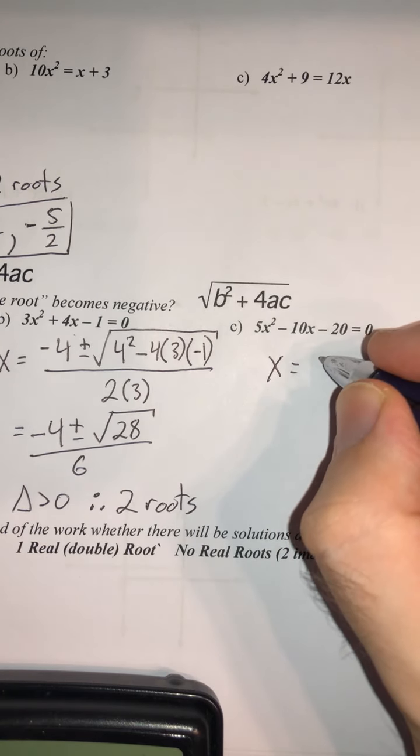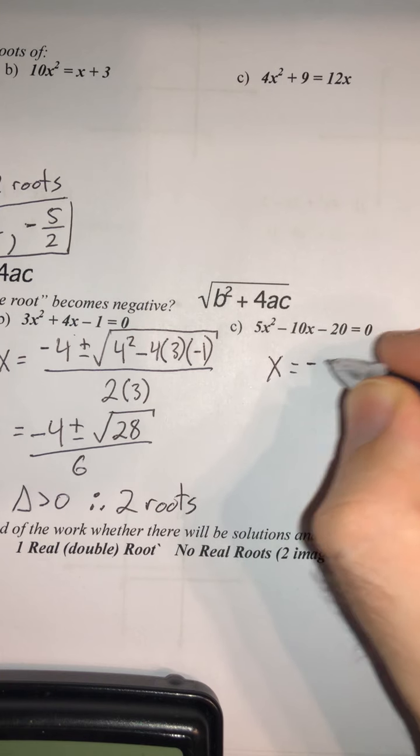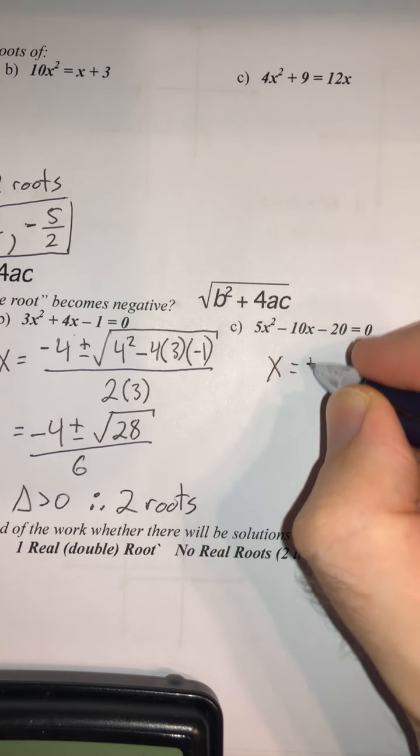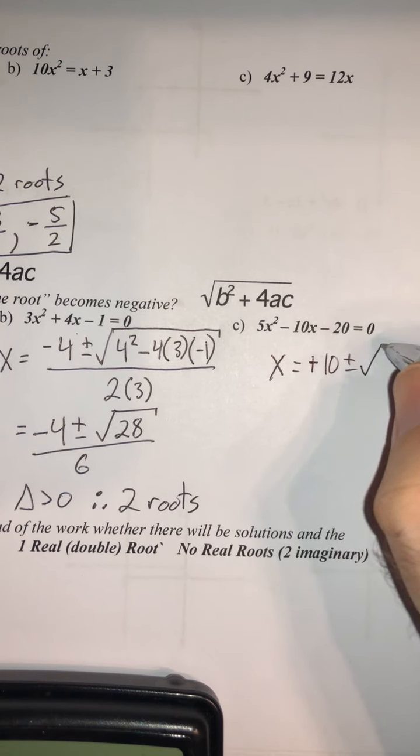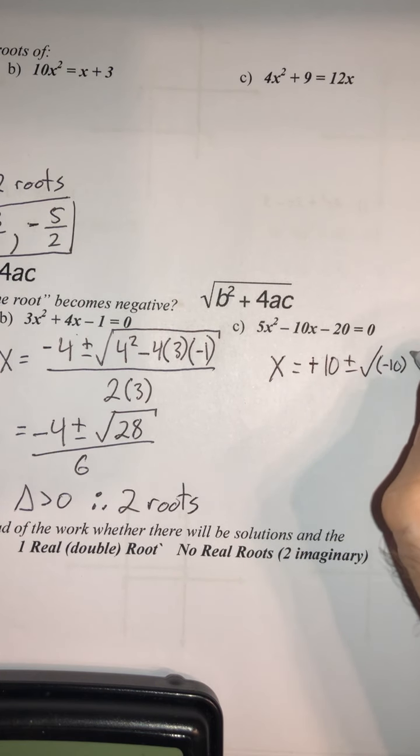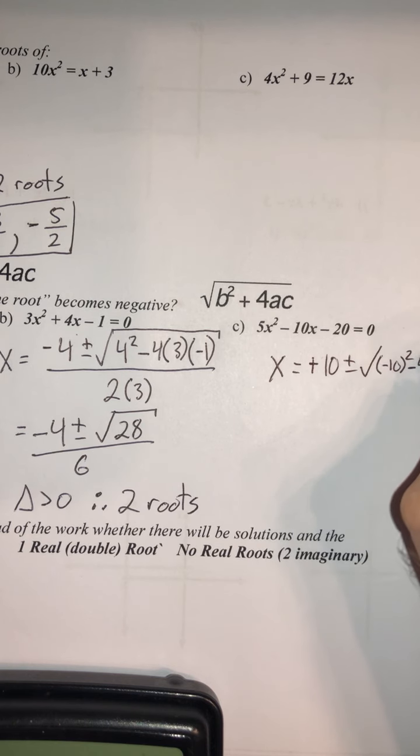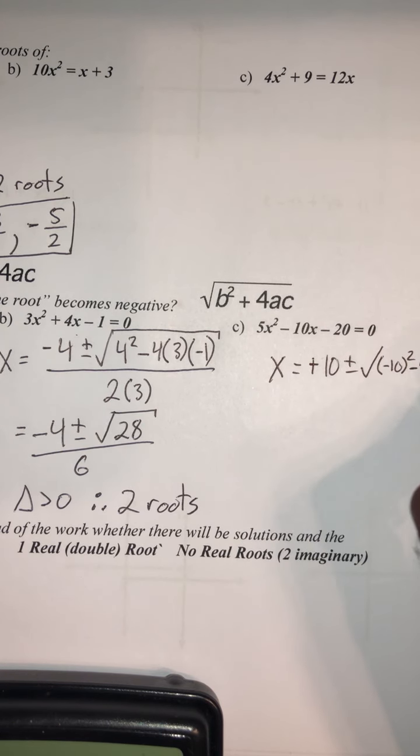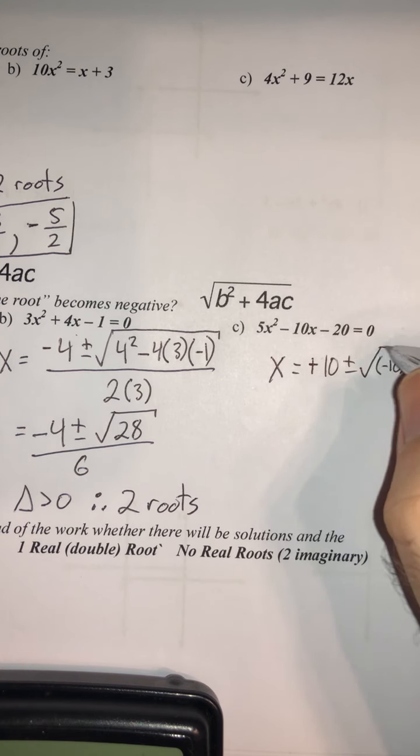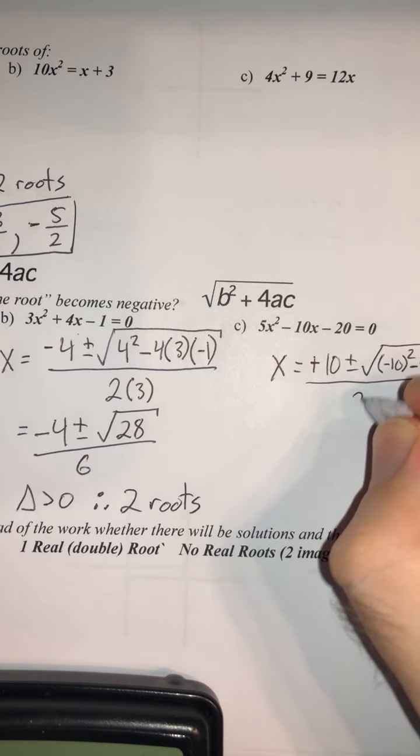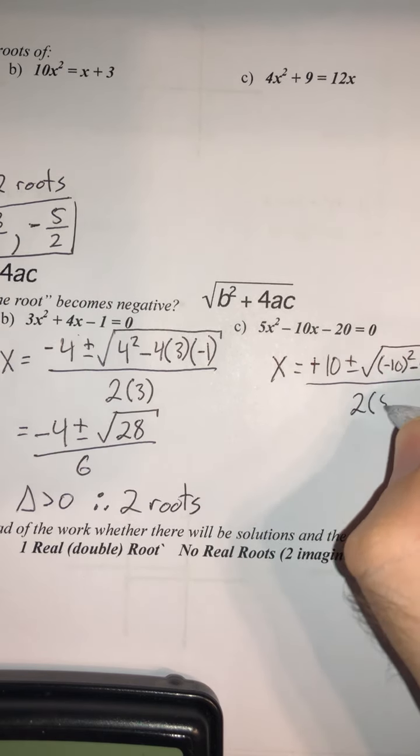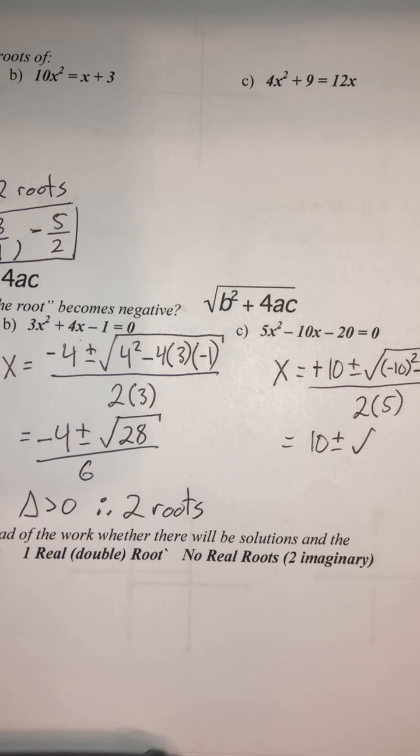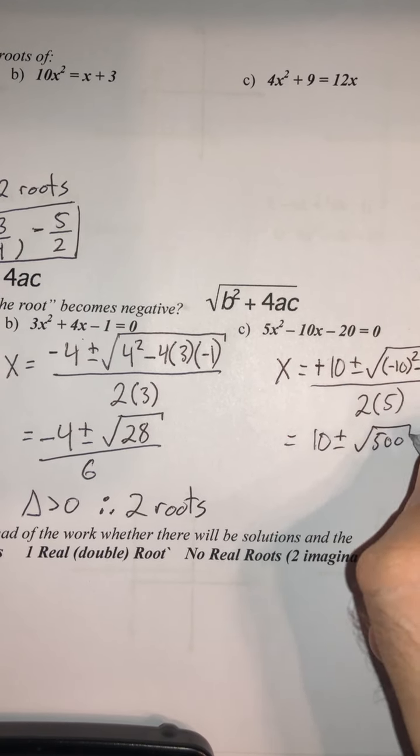X equals negative 10, so it will be positive 10, plus or minus the square root of negative 10 squared, minus 4 times a, which is 5, times negative 20, over 2 times a, which is 5. So 10 plus or minus, and then the discriminant, so 10 squared minus 4 times 5 times negative 20. Yeah, none of these are doing what I want them to do.